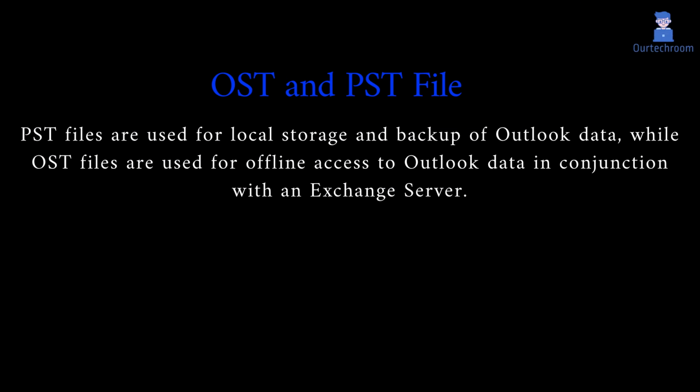You might find an OST and PST file. These are the two main files maintained by Outlook. PST files are used for local storage and backup of Outlook data, while OST files are used for offline access to Outlook data in conjunction with an Exchange server.